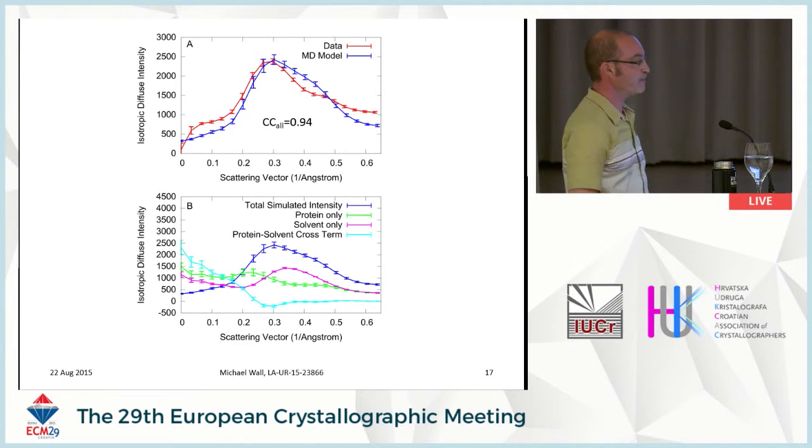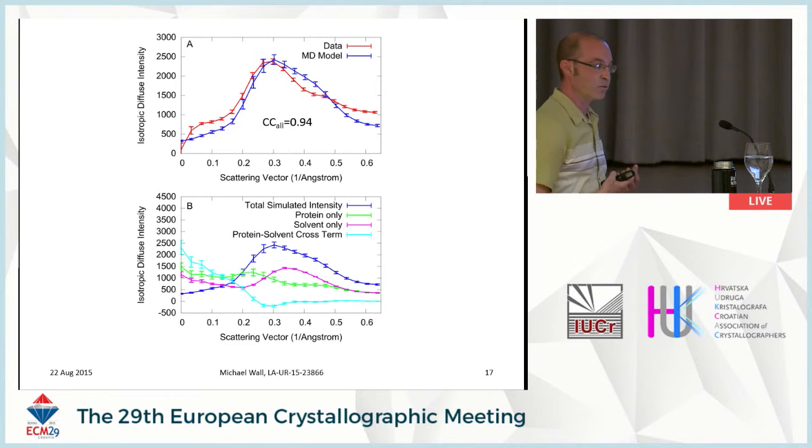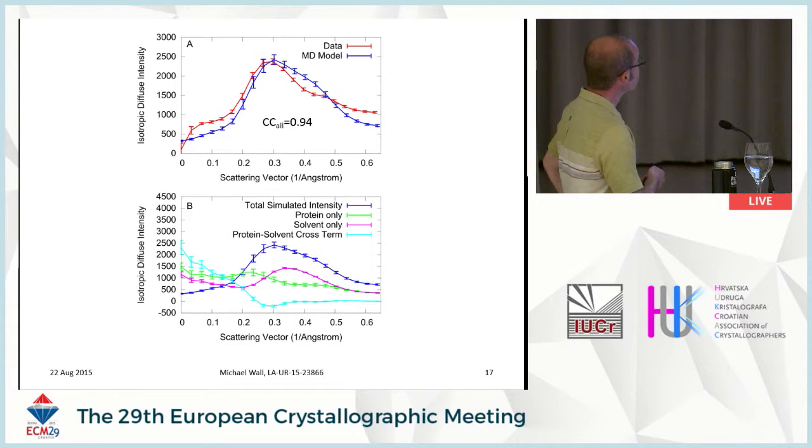When we compare the predicted diffuse intensity, by this equation that I showed you previously, to the data, what we've done is first compared the total intensity. If we calculate a Pearson correlation over 14,800 measurements that result from extracting the diffuse intensity and only counting data points that are not related by symmetry, we get a Pearson correlation of 0.94.